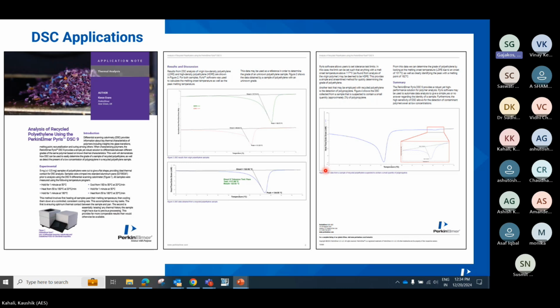They have to look for this contamination, look for the purity of the substance, and from this application note, we can clearly identify these different types of polymer which are closely related to each other, or different types of polymer. So next slide, Kaushik.